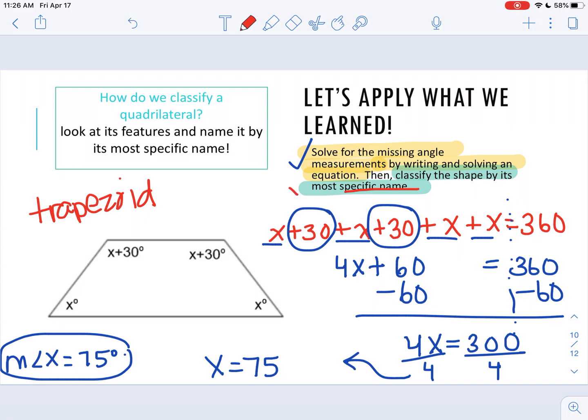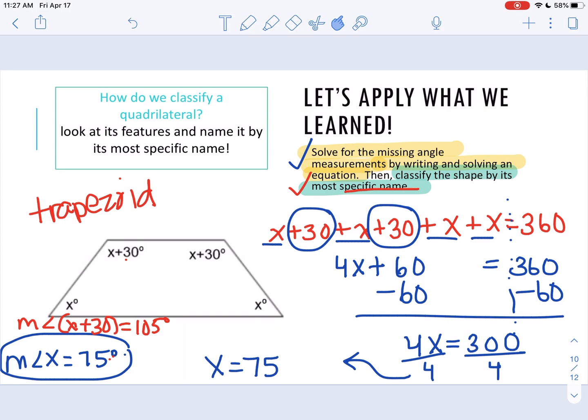All right. So we've hit both marks here. We solved for the missing angle measurement. Measurement of angle x equals 75 degrees. If we want to get fancy, we can write the measurement of angle x plus 30 equals, I'm going to plug that in, 105 degrees. All right, we've classified by its most specific name, which is a trapezoid.